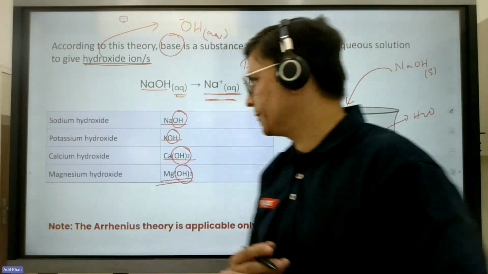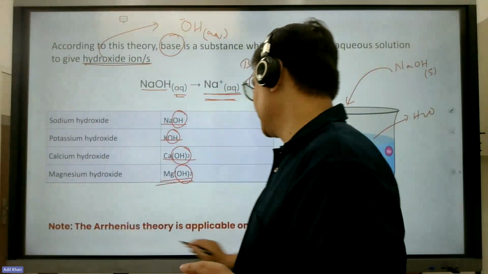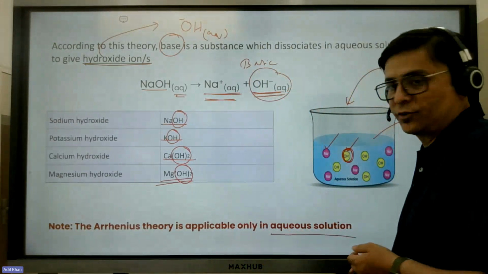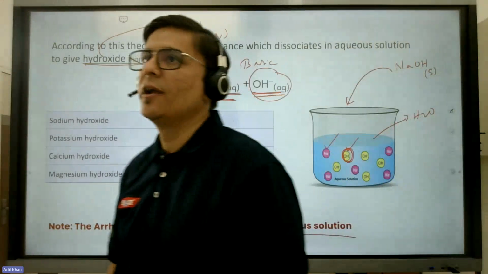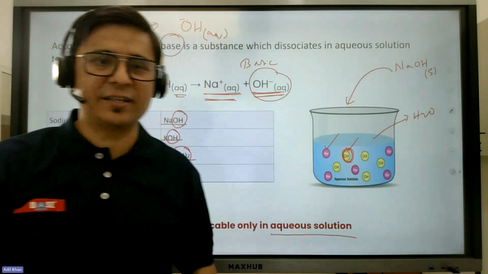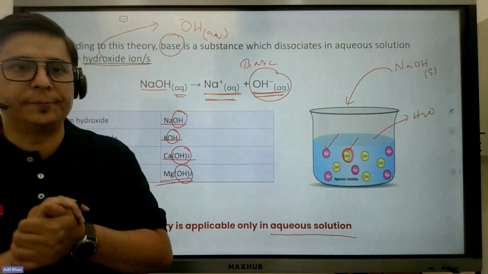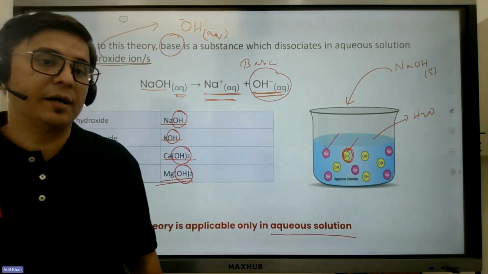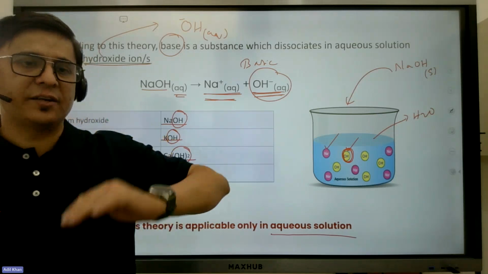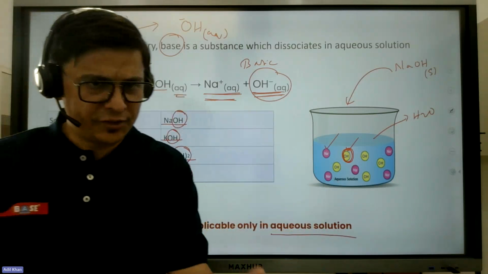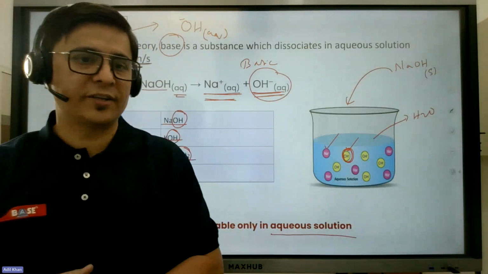Okay, remember that. So note, the Arrhenius theory is applicable only in aqueous solution, in the presence of water, one of the important demerits of the Arrhenius theory. But Arrhenius theory still gives us the basic idea about the difference between acids and bases. Acid will give H plus ion in the presence of water and bases will give OH minus ion in the presence of water.